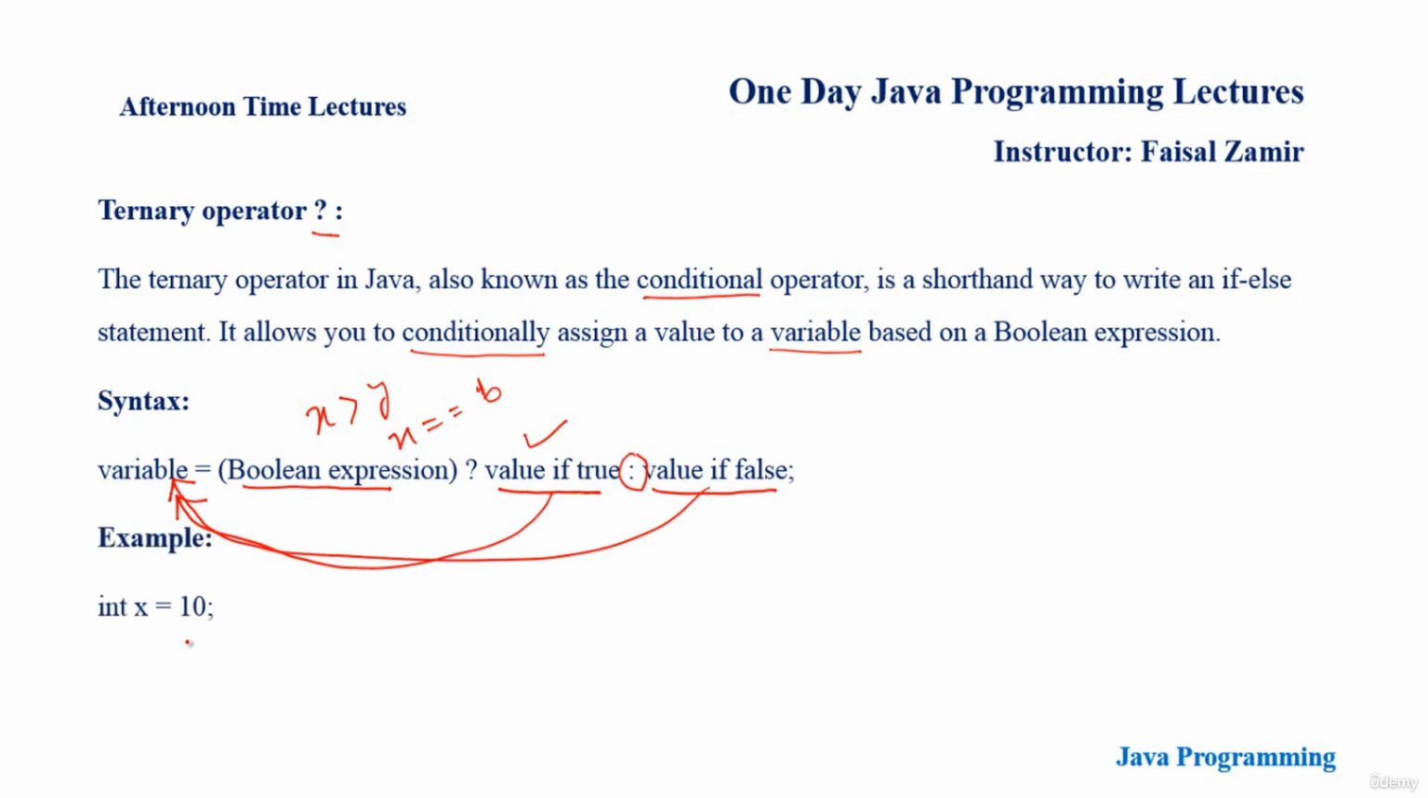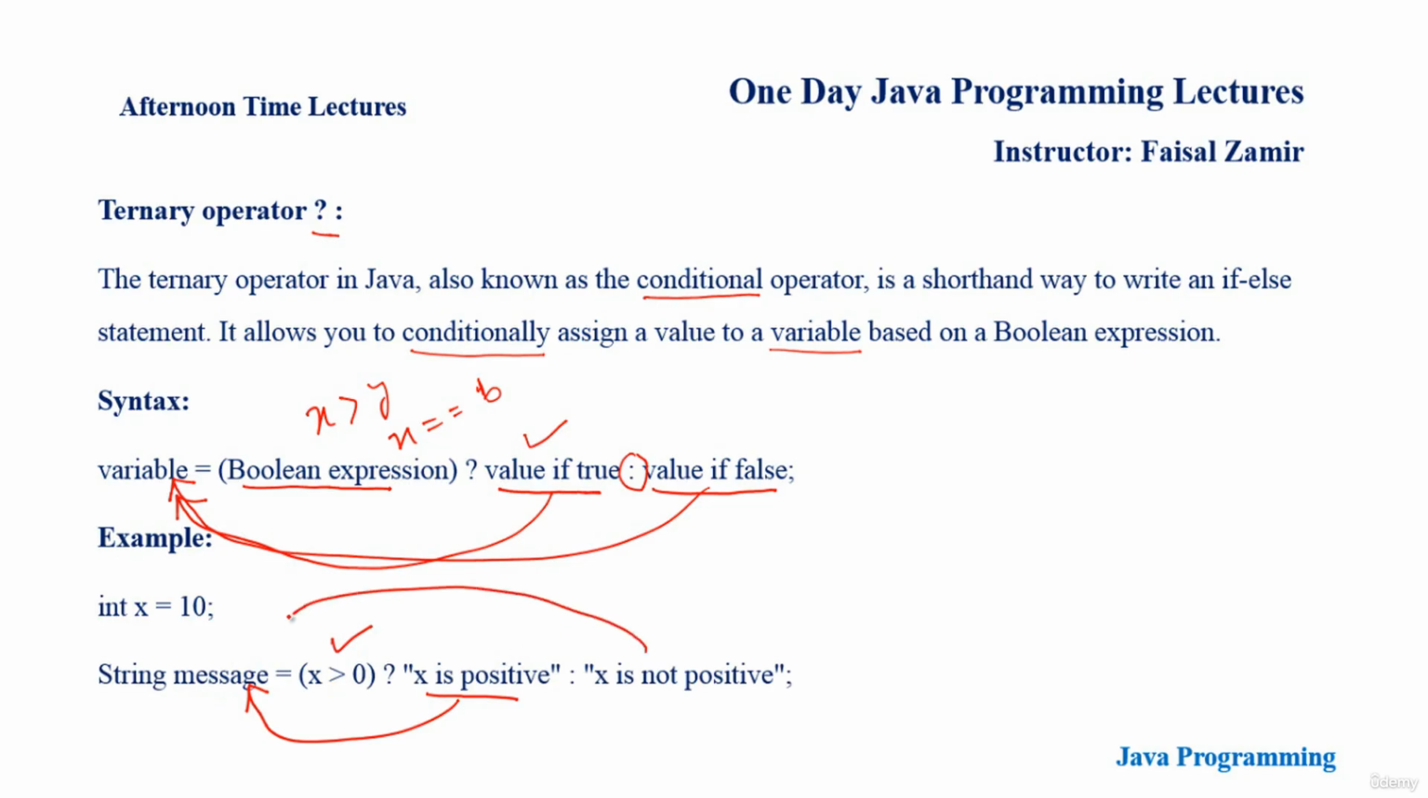The example is that x is 10. If x is greater than 0, then x is positive. This statement will be returned in the message variable, which is a string type of data. For example, if this condition is false, then it will skip the first statement and the second statement will be executed and returned in the message variable, whose type is string. And then when you print this message, its value will be displayed to the user.